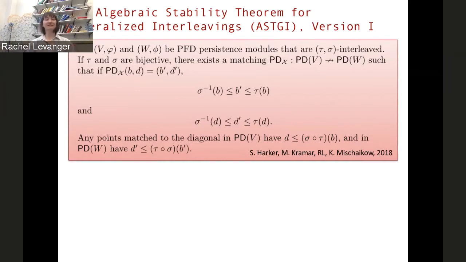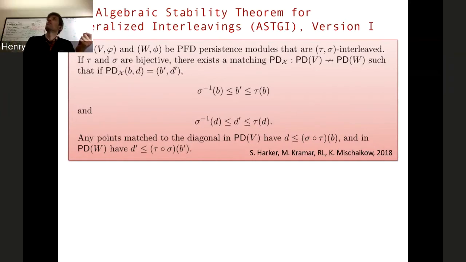They also need to have the composition, tau and sigma composed with tau, be greater than or equal to the diagonal. So it always has to move you forward if you go down and then back up again, or up and then back down again. If tau is not surjective, then it's also not continuous. Well, and that's okay too.